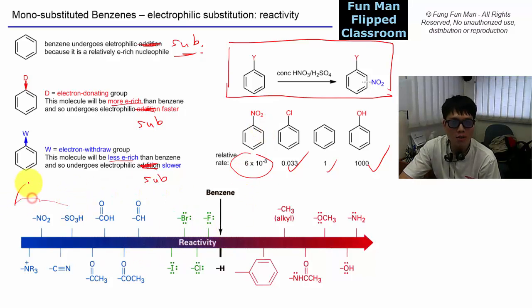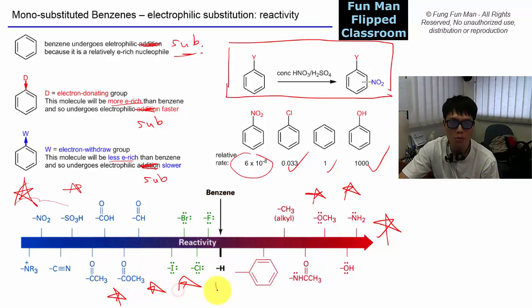So this is a scale, very important. You have to remember the relative positions of the substituents that will allow enhanced substitution or will impede further substitution. Very important. You see how many stars I'm putting here? Extremely important.